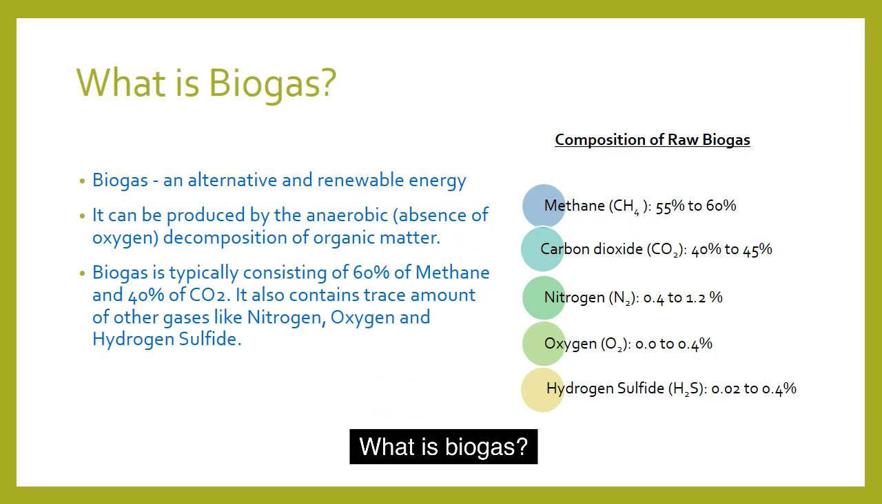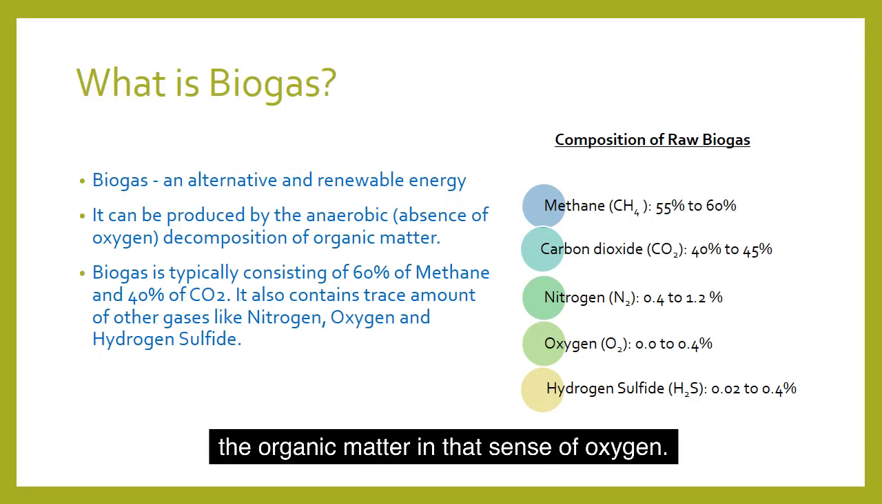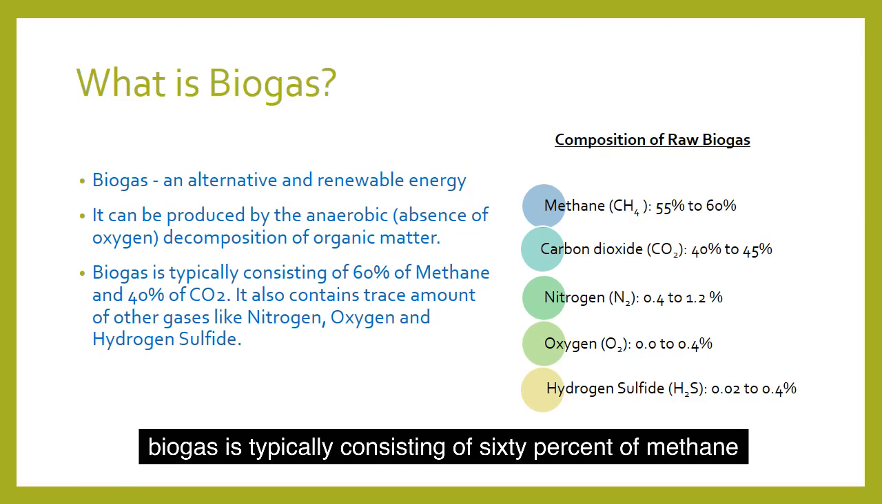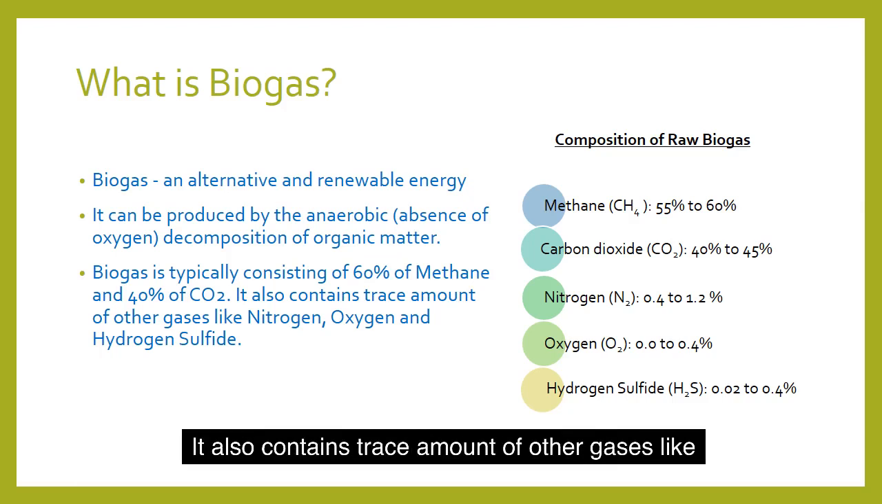What is biogas? Biogas, we know, is an alternative and renewable energy, and it can be produced by the anaerobic decomposition of organic matter, that is, breaking down the organic matter in the absence of oxygen. Biogas typically consists of 60% methane and 40% carbon dioxide. It also contains trace amounts of other gases like nitrogen, oxygen, and hydrogen sulfide.